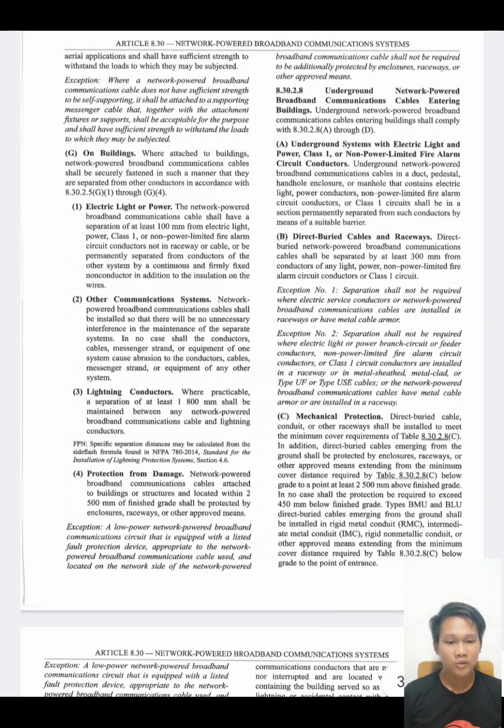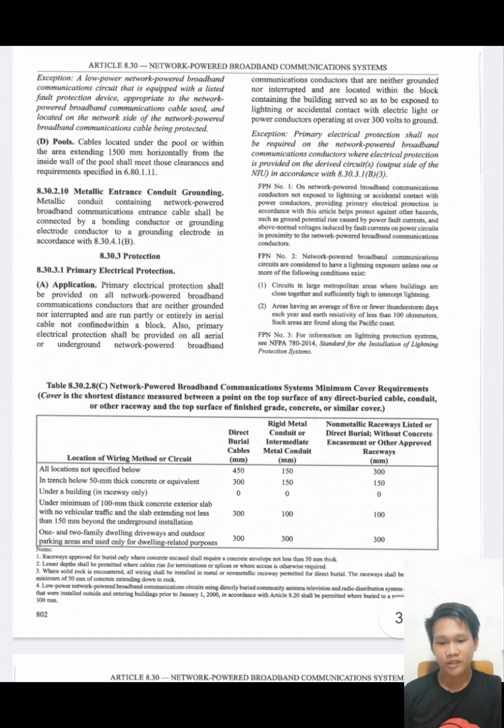Types BMU and BLU direct buried cables emerging from the ground shall be installed in rigid metal conduit or RMC, intermediate metal conduit or IMC, rigid non-metallic conduit, or other approved means extending from the minimum cover distance required by Table 8.30.2.8c and below grade to the point of entrance. Next, we have D, poles. Cable located under the pole or within the area extending 1,500 mm horizontally from the inside wall of the pole shall meet those clearances and requirements specified in 6.80.1.11.